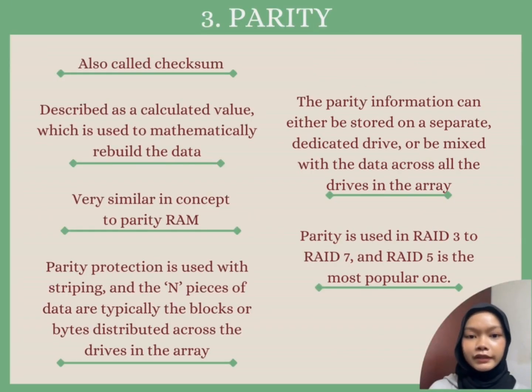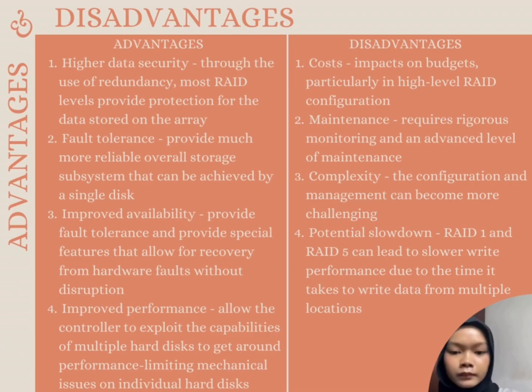And the third one is parity, which is also called checksum. It is described as a calculated value which is used to mathematically rebuild the data. It is very similar in concept to parity RAM. Parity protection is used with striping, and the end pieces of data are typically the blocks or bytes distributed across the drives in the array. The parity information can either be stored on a separate, dedicated drive, or be mixed with the data across all the drives in the array. Parity is used in RAID 3 to RAID 7, and RAID 5 is the most popular one.